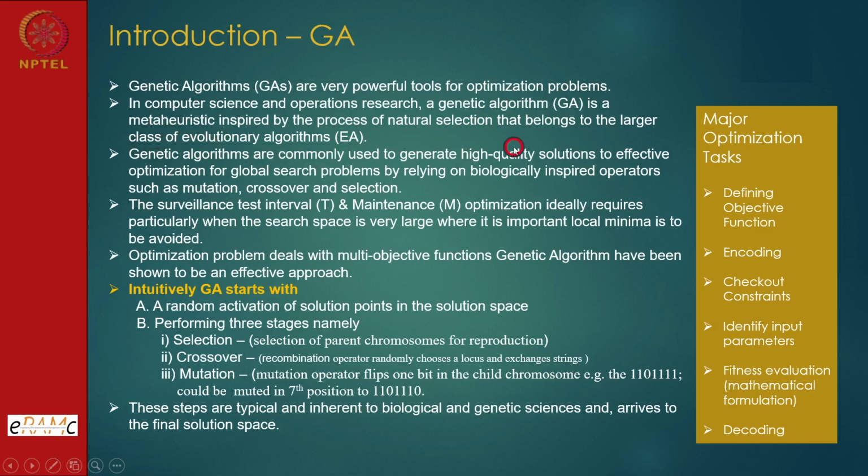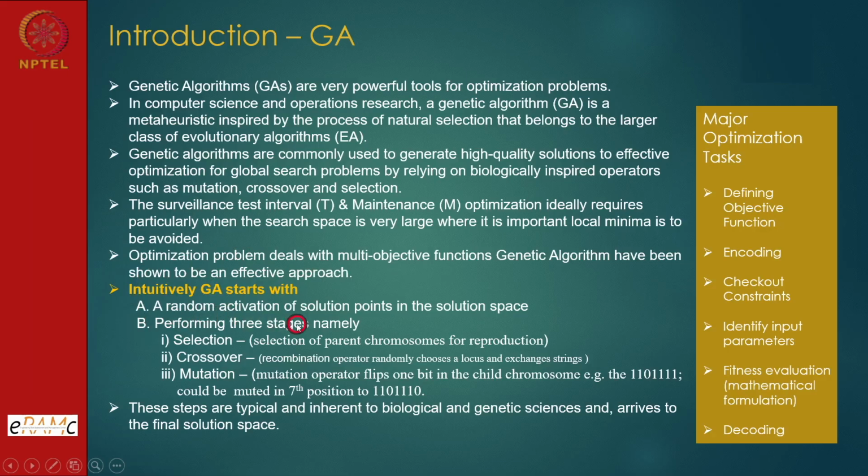In computer science and operational research, a genetic algorithm is a metaheuristic inspired by the process of natural selection that belongs to the larger class of evolutionary algorithms, EA. It is used for high quality solutions, because, as I said, the best of the best is selected during each stage of GA, and finally a best solution, called the elite solution, is found. The optimization problem deals with a multi-objective function, and genetic algorithms have been shown to be effective.